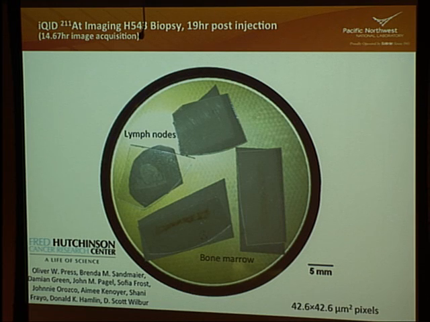So about a year ago, I became involved with a group that was working in this technique at Fred Hutchinson Cancer Research Center in Seattle, where they're using astatine-211, which is an alpha emitter that has a half-life of about 7 hours. And right now they're doing primarily preclinical imaging.